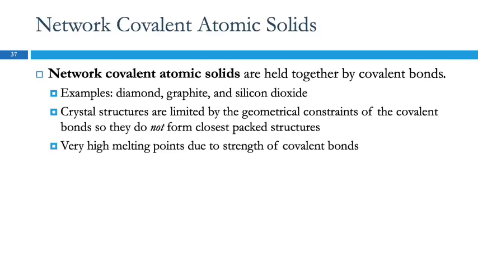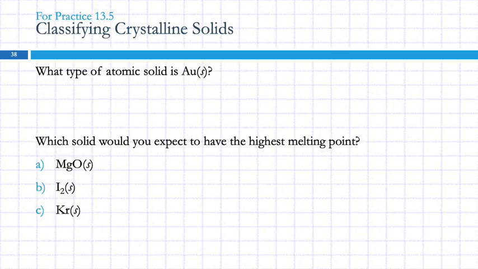Then we have network covalent solids. Examples of this are diamond and graphite, also silicon dioxide. The crystal structures here are not just based on the size of the atoms, because these atoms are covalently bonded together, and so the crystal structure is going to depend on the geometry of those covalent bonds. These are going to have very high melting points, and they do not form closest packed structures.